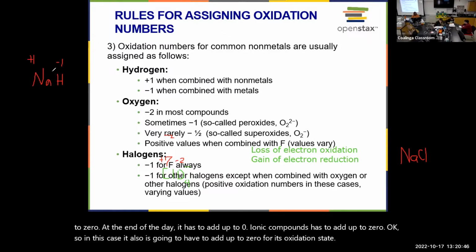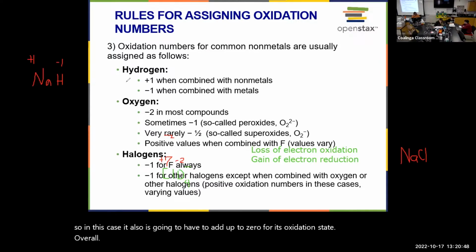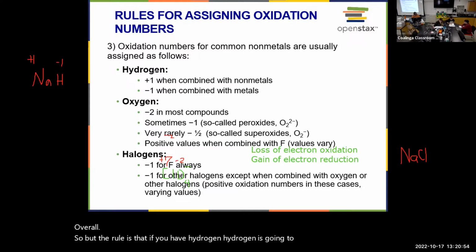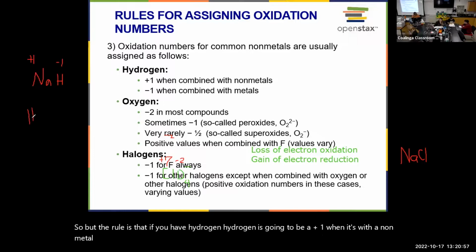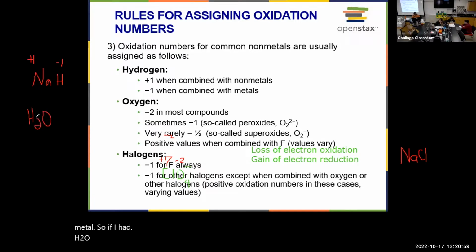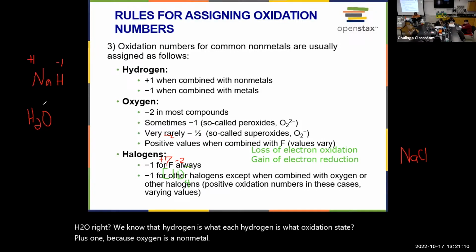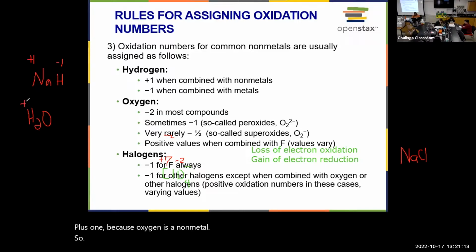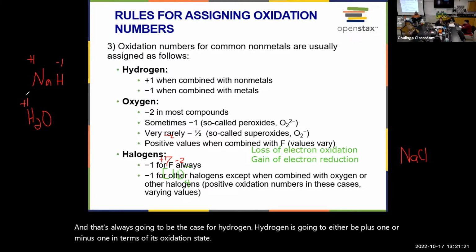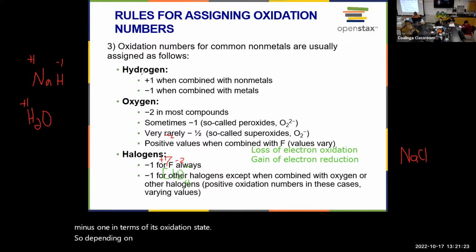Overall. But the rule is that hydrogen is going to be a plus 1 when it's with a nonmetal. So if I had H2O, we know that each hydrogen's oxidation state is plus 1, because oxygen is a nonmetal. That's always going to be the case for hydrogen. Hydrogen is going to be either plus 1 or minus 1 in terms of its oxidation state, depending on who it's paired up with.